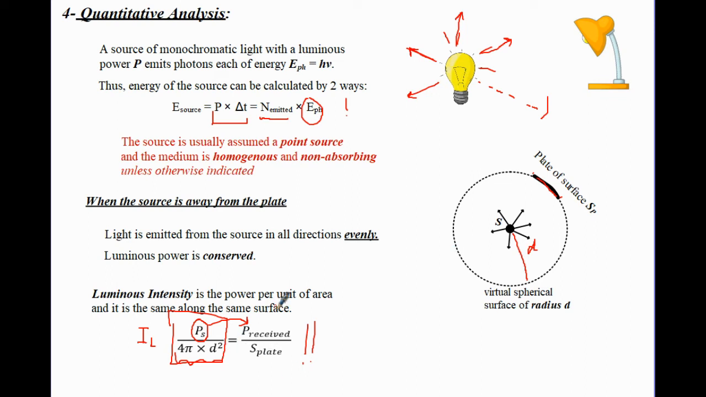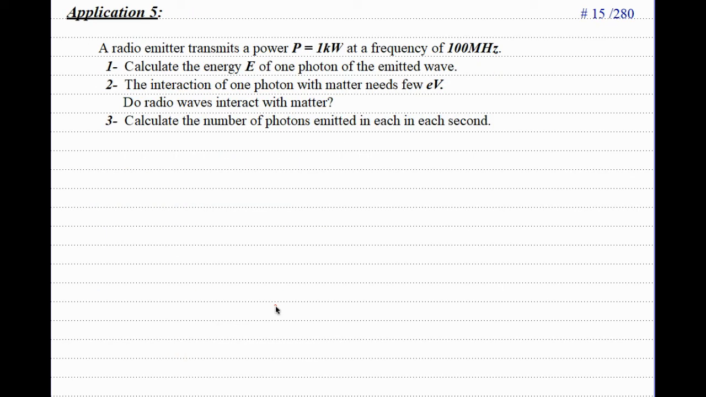Here is an application about this. Let's read it together. I would suggest that you try to solve it because it's direct. A radio emitter transmits a power of 1 kilowatt at a frequency of 100 megahertz. Calculate the energy of 1 photon of the emitted wave. The interaction of 1 photon with matter needs a few electron volts.